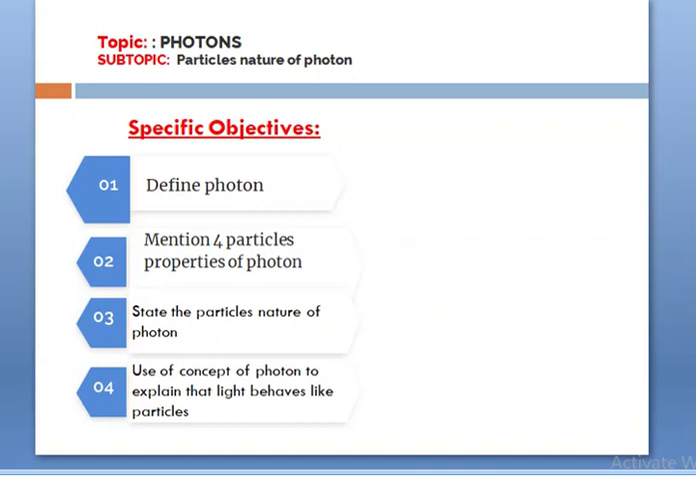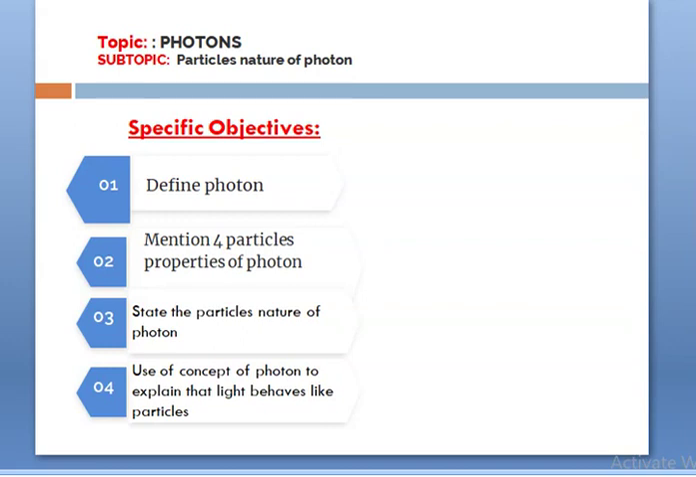Now, today, we are going to look at photons. Under it, we are going to look at the particle nature of what? Photons. Now, let's see the specific objectives.